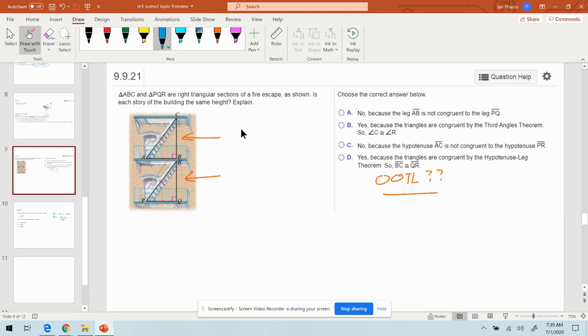All right, using the hypotenuse leg theorem, and make sure you're looking at the correct OODLE, BC to QR. We've got the leg, there's the hypotenuse, and they're right triangles. So yes, I would say those buildings are the same height. And that's how you'd explain it.